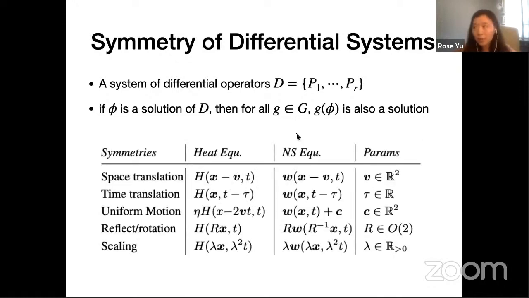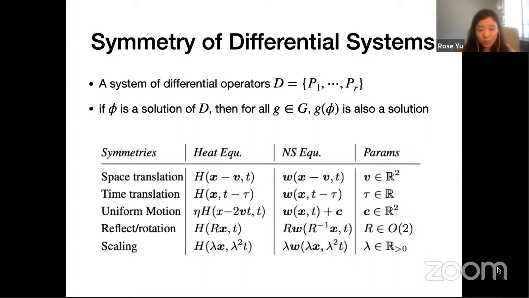So for instance, we can look at the Navier-Stokes equation. Navier-Stokes equations are the governing equations of turbulence. And by plugging in different group transformations of the solution, we can show that this Navier-Stokes equation satisfies different types of symmetries, such as space translation symmetry, uniform motion symmetry, scaling symmetry, etc.